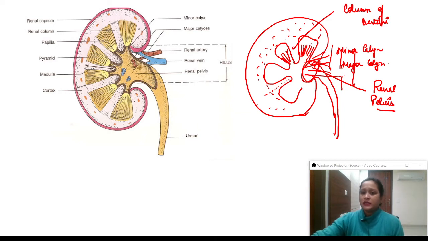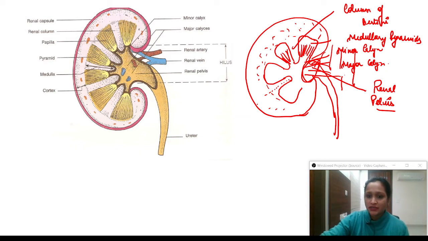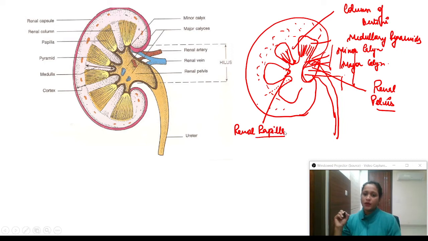So these are the medullary pyramids. In the medullary pyramids, you will see this pointed structure at the tip, which we call the renal papillae or renal papilla. So we have seen the column of Bertini. What is the column of Bertini? The cortex region which is extending in between the medullary pyramids is what we call the column of Bertini. Numerous medullary pyramids are there.